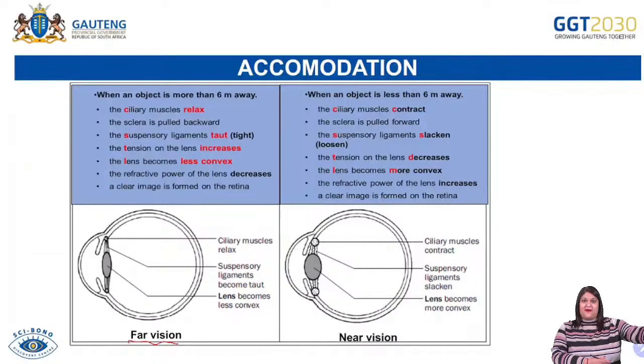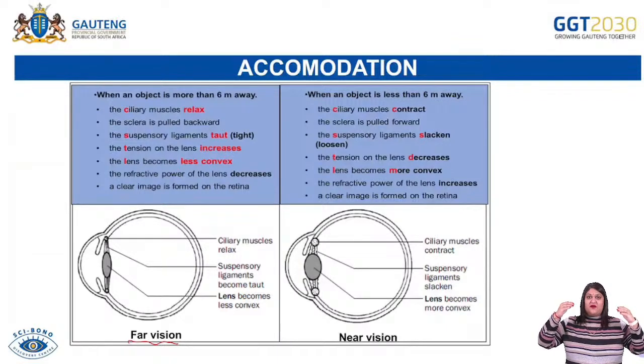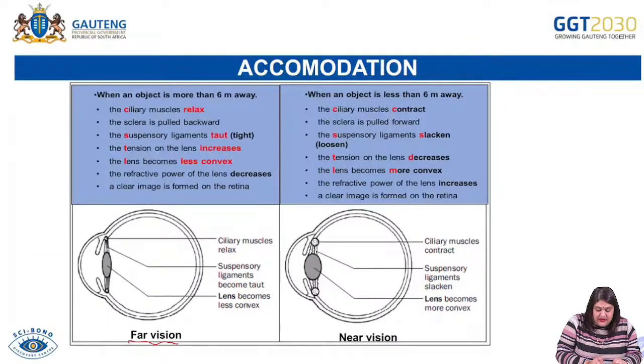So what is going to happen in this instance? The ciliary muscles are going to relax. The sclera is pulled backwards. The suspensory ligaments become taut. So the sclera is going to be pulled backwards. Remember where the ciliary muscle is. Let me just show you here. Can you see it's over here?